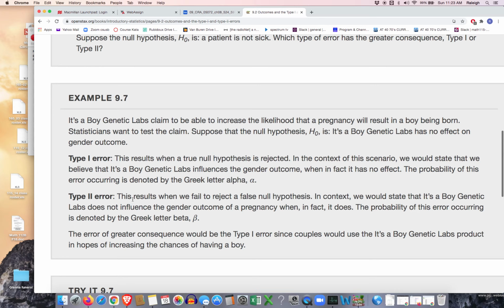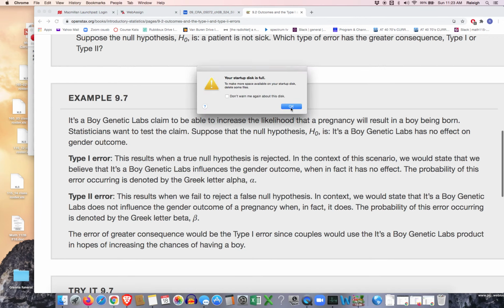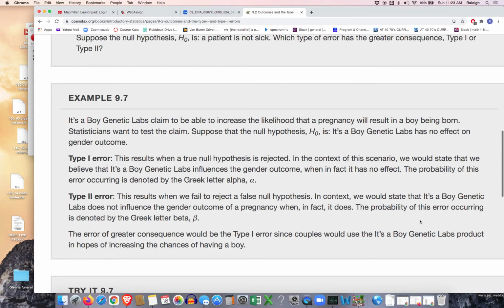Here's the type 2 error. This results when we fail to reject a false null hypothesis. We kind of prefer the null hypothesis, but it really is false. Those are my words. So in the context, we state that the labs do not influence the gender outcome, but they really do. So the probability of this error occurring is denoted by beta.